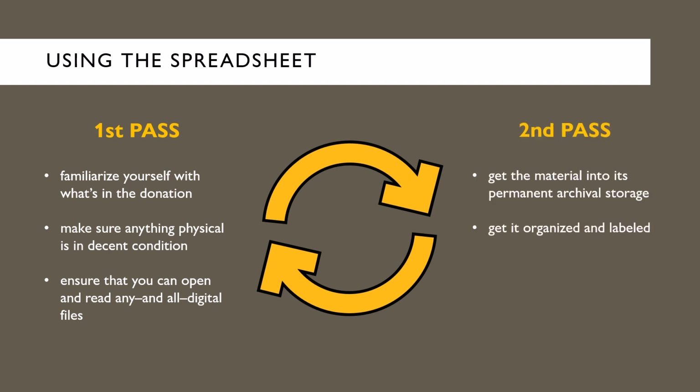The second pass that you'll do in Chapter 4 is for the purpose of getting the material into its permanent archival storage and getting it organized and labeled. We'll talk about this in greater detail in Chapter 4.